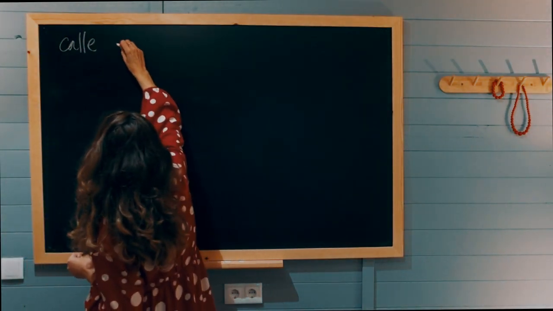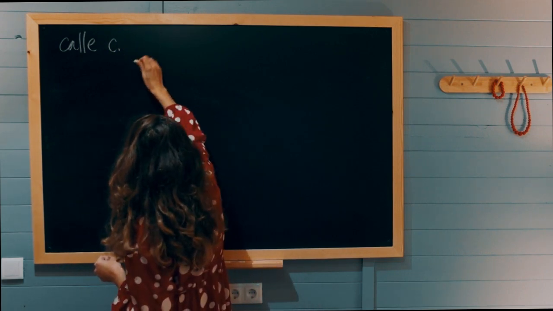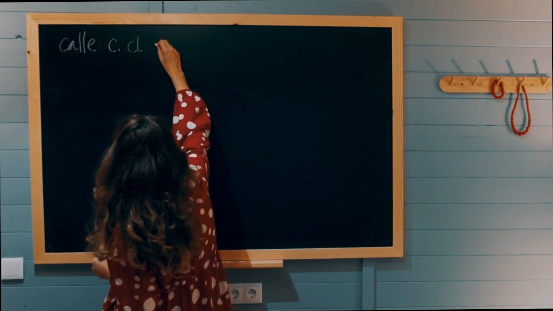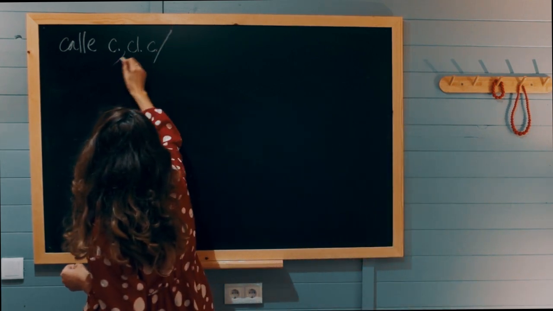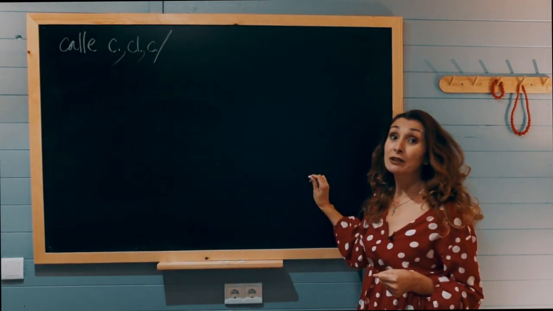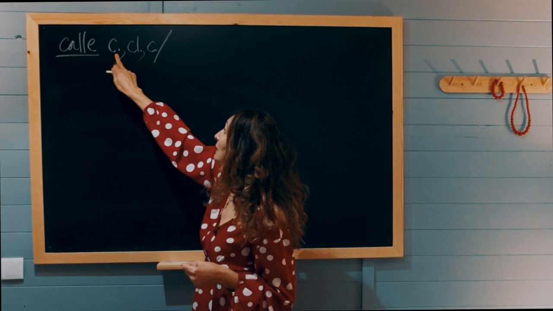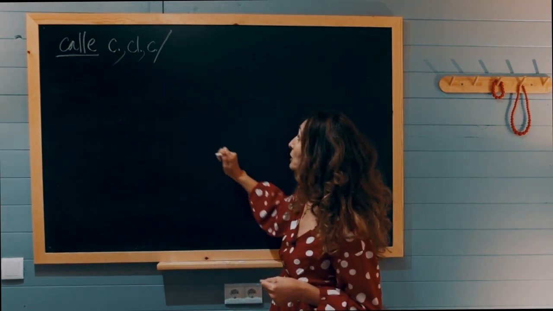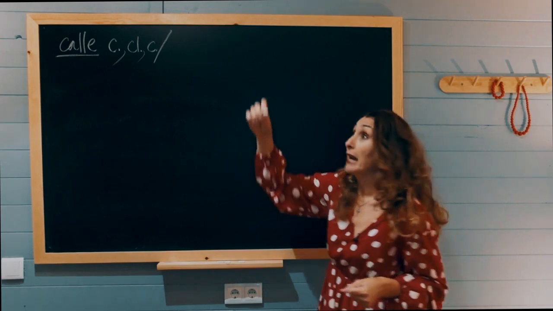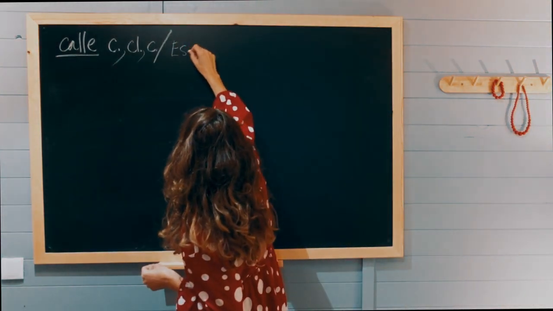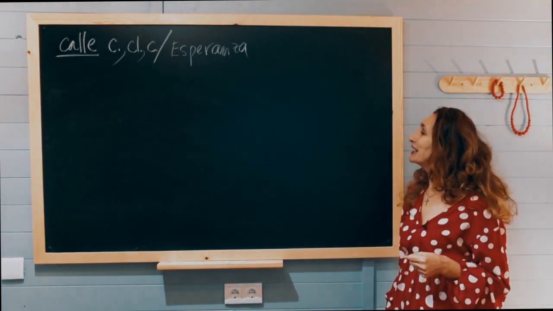Calle, and sometimes you will see it abbreviated as just a normal C. Sometimes it will be CL, sometimes it will be C and then forward slash, okay? So all these are different abbreviations of the word calle, okay? So we have either C with a dot, CL, or C with a dot and also forward slash, okay? And then you would have the name, I don't know, Calle Esperanza, for example, just to give you an example, okay?